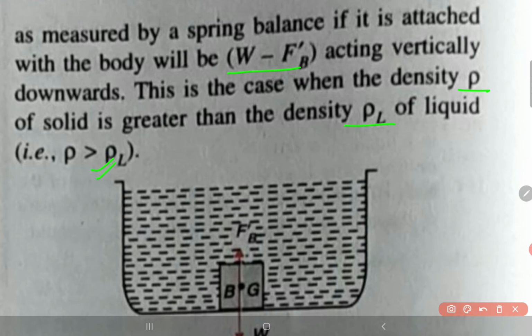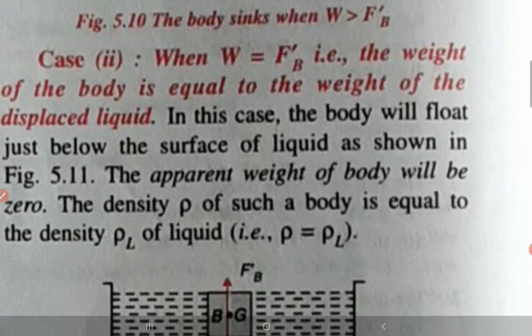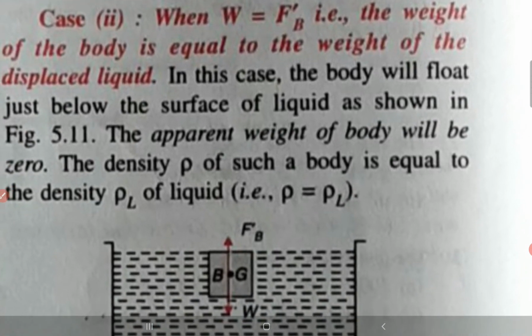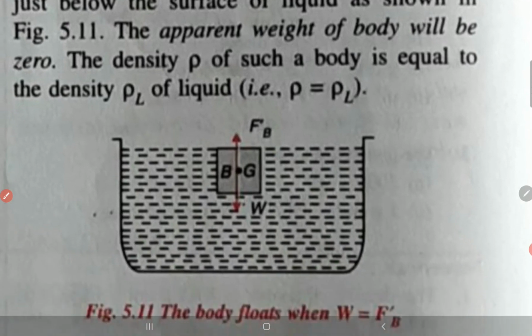Okay, let us check out the second case. The second case is when the weight of the object is equal to the total upthrust, that is, the weight of the body is equal to the weight of the displaced liquid. So in this case the body will float just below the surface of the liquid as shown in the figure. The apparent weight of the body will be 0. Remember, the apparent weight will be 0 whenever the body is floating. So the density rho of such a body is equal to the density rho L of the liquid. We have proved this also before, right?